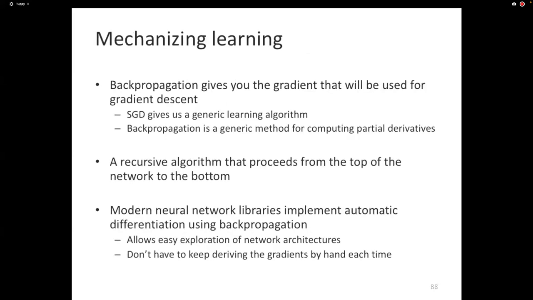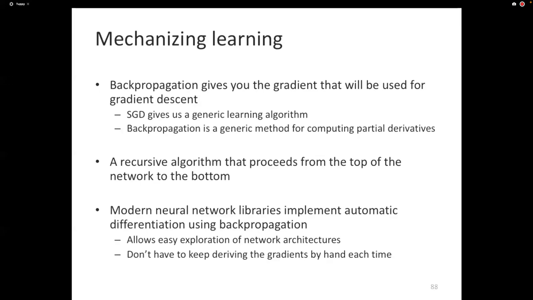Backpropagation allows you to mechanize machine learning. It gives you the gradient that is used for gradient descent. Stochastic gradient descent is a generic sort of learning algorithm, actually some variant of stochastic gradient descent. And backpropagation computes the derivatives.